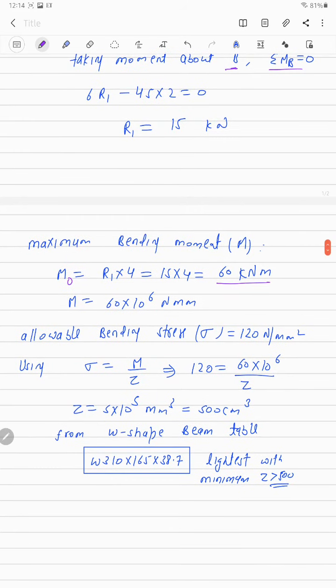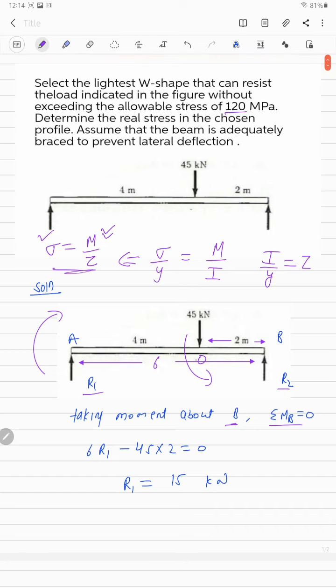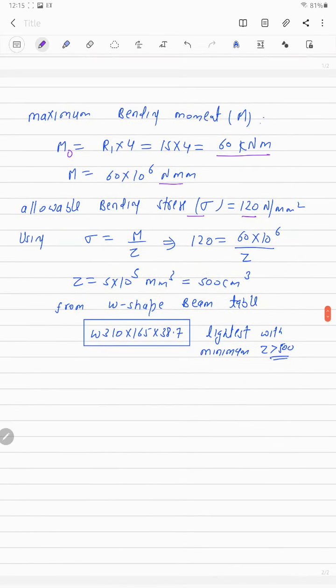In the SI system, always convert all units into Newton and mm. If it is force, then Newton. If it is moment, then Newton mm. And if it is stress, then Newton per mm square. So we have converted the moment into Newton mm. Now sigma is already given as 120. We will use the relation sigma equals M by Z. Z is known as the section modulus, which is also represented by Sx.